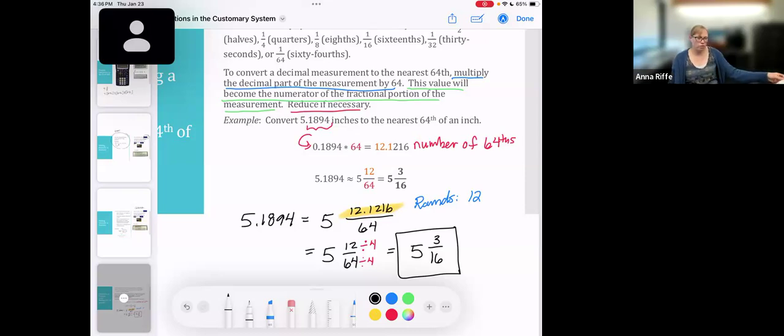Questions on that part? How did I get 12.1216? Great question. I multiplied that decimal part of the 5.189 by 64. That's kind of the key step to this one, so it's a good one to ask about. We'll do a couple more of these, so don't freak out if you didn't catch this one the first time.